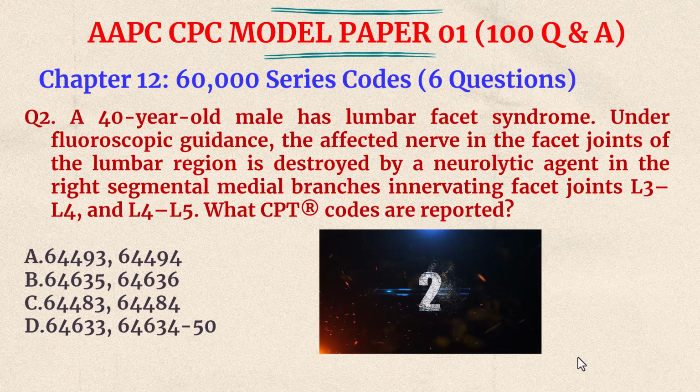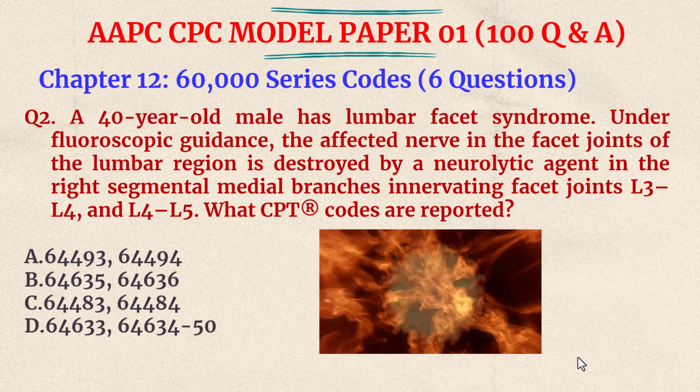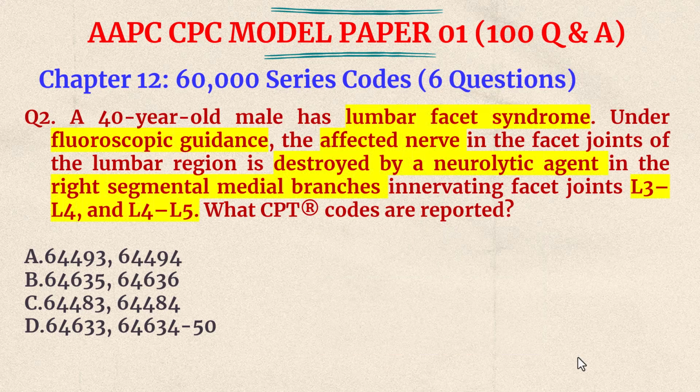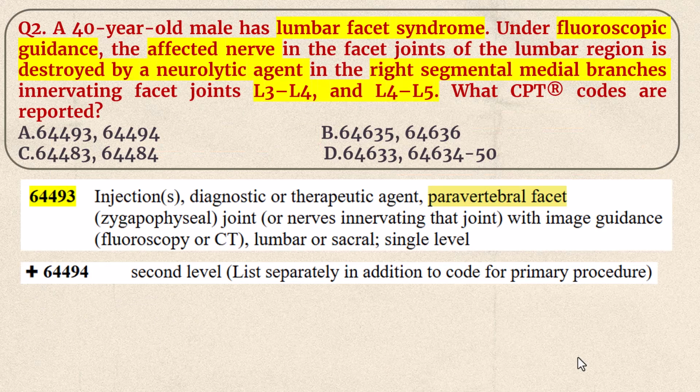3, 2, 1. Okay, in this case you have to highlight that this is lumbar facet syndrome and the procedure is done using fluoroscopic guidance on the affected nerve. They are destroyed by a neurolytic agent, the right segmental medial branches from L3 to L4 and L4 to L5. When you see the answers, nearby codes are used. So you can use the elimination method to find the answer.